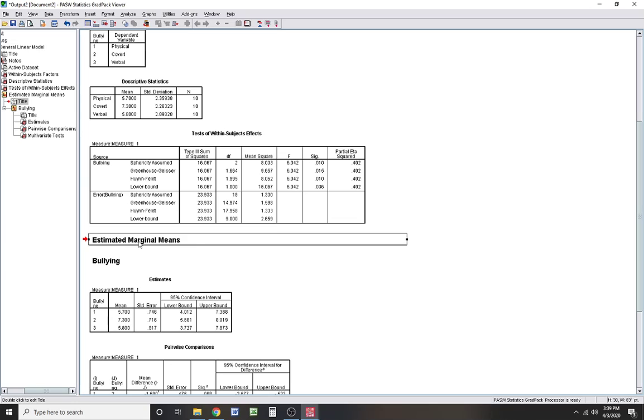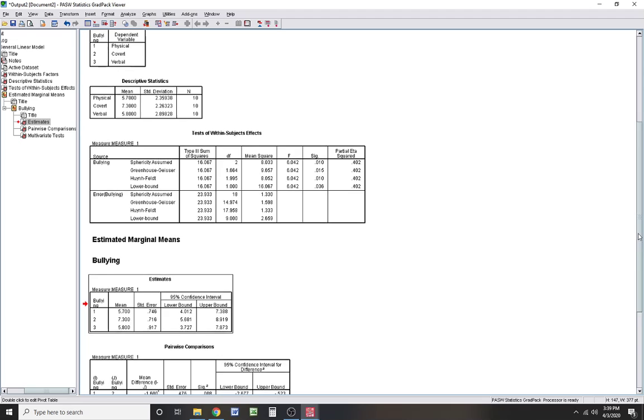Next part is the estimated marginal means. That's our post hocs. Again, it tells you the means and standard deviations of your 3 groups. But notice the labels aren't here, so you have to refer back up here to remember which groups were which number. It gives you your means, your standard errors, and your confidence intervals. If you did want to report confidence intervals, you would find them here, but I don't require you to report them, so don't worry too much about those.